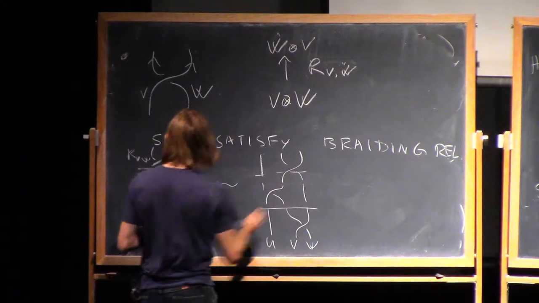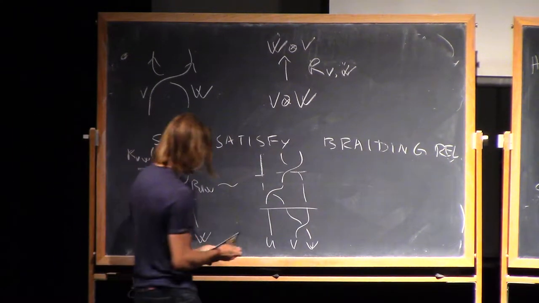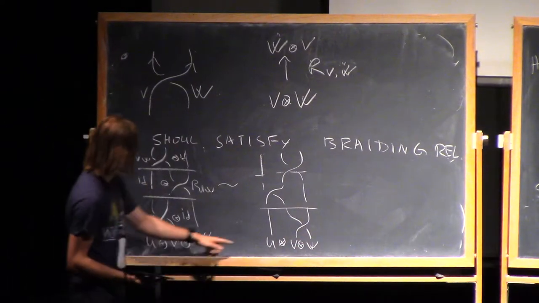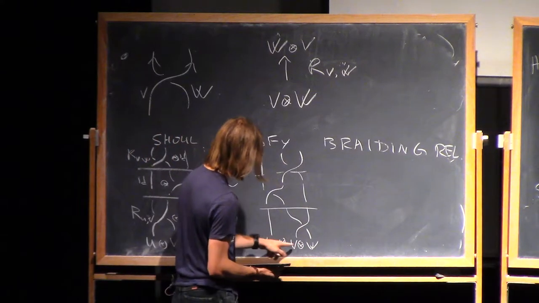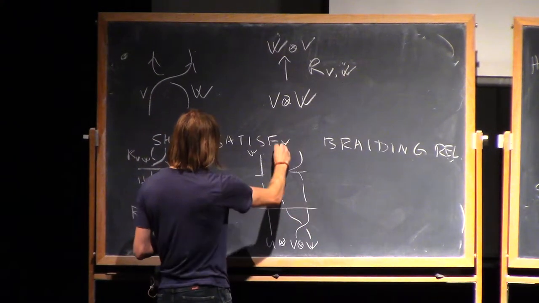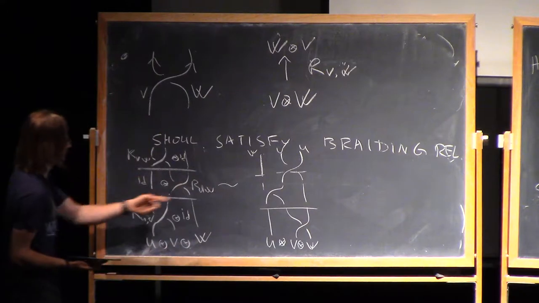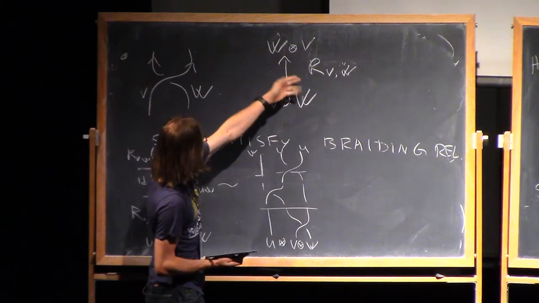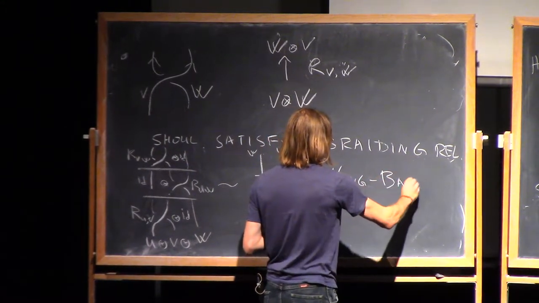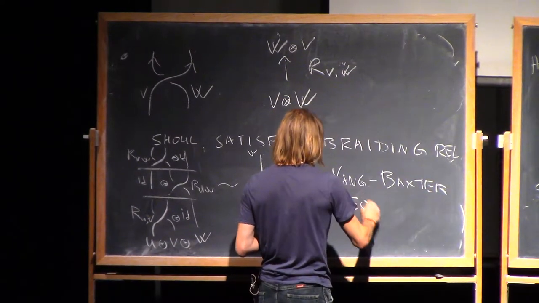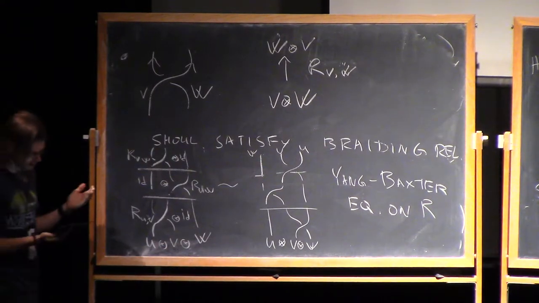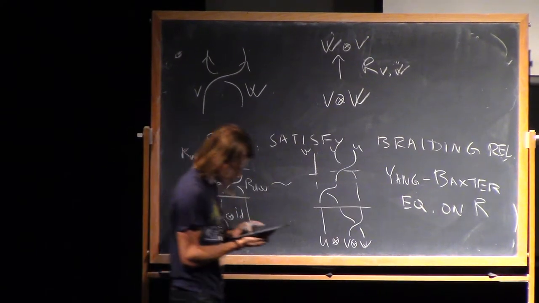So I'm not going to write it explicitly, but this diagram, according to the rules, provides a certain morphism from U, V, W to a tensor product of W, V, and U, and they should be the same. So this gives a certain equation on the R matrix, which is usually called the Yang-Baxter equation on R. Sometimes R is called the braiding matrix.